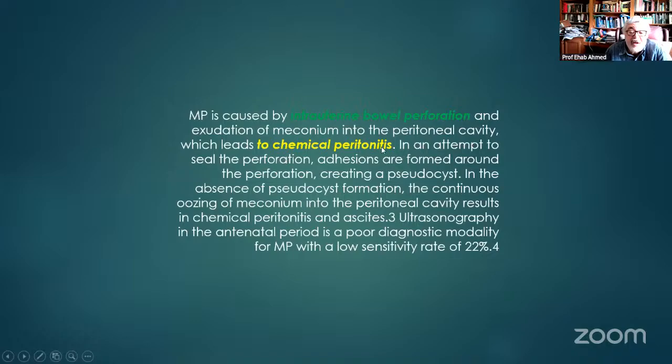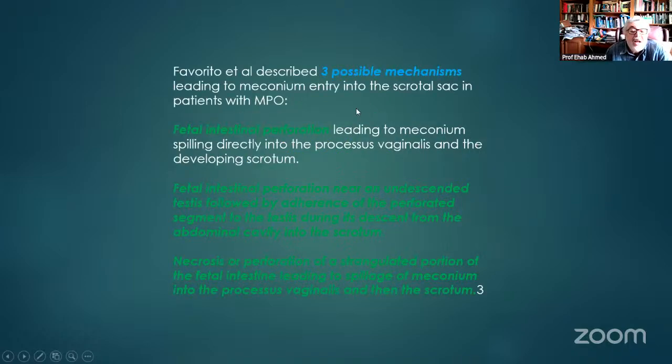Intrauterine perforation, chemical peritonitis, and other authors suggest 3 other possible mechanisms for meconium entering into the scrotal sac. How does it enter into the scrotal sac? Because of fetal intestinal perforation, and it will go through the processus vaginalis into the developing scrotum, or intestinal perforation near an undescended testicle, followed by adherence. This is all theories, or necrosis or perforation of the strangulated portion of the fetal intestine.